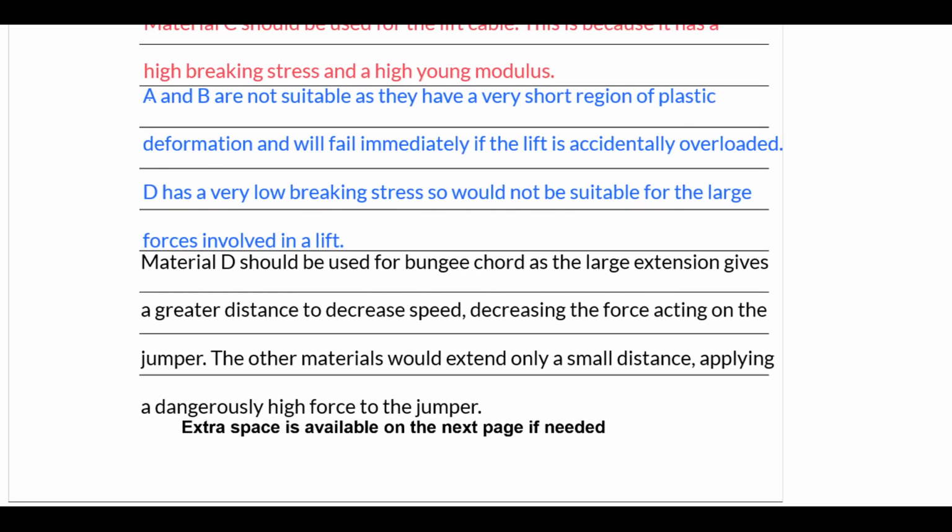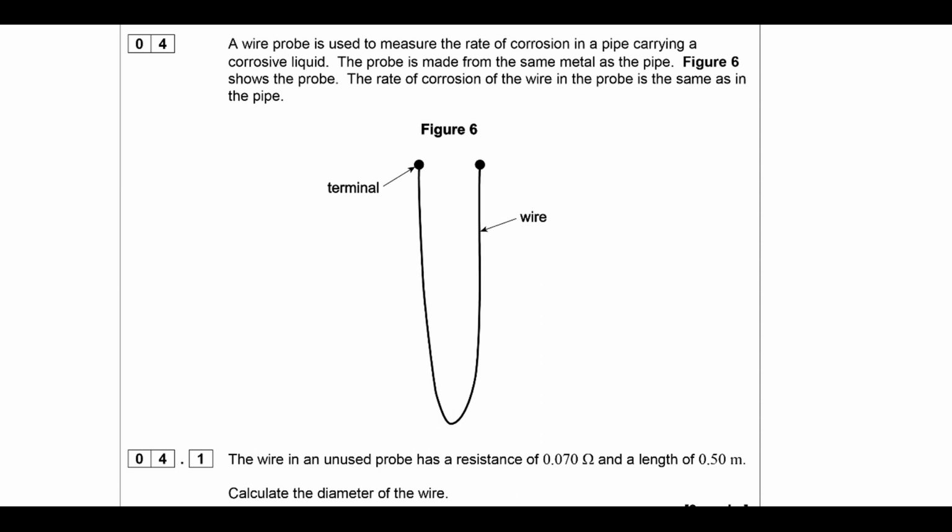Okay, so that's finished that part. Let's go on to question 4. A wire probe is used to measure the rate of corrosion in a pipe carrying a corrosive liquid. The probe is made from the same metal as the pipe. We've got a diagram of the probe. The rate of corrosion of the wire in the probe is the same as in the pipe.